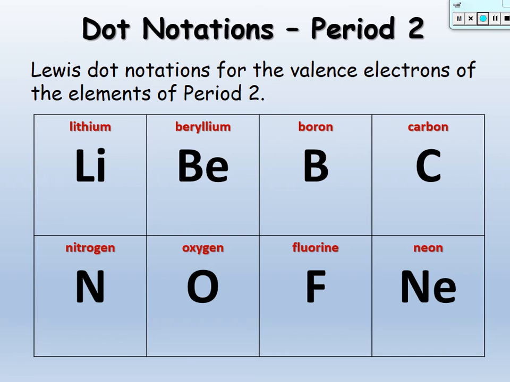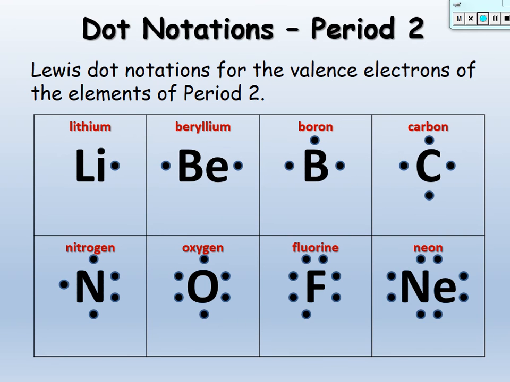Okay, how many dots would lithium have, guys? Just 1. It has 1 valence. What about beryllium? Since it's in group 2, it's got 2 dots. Boron 3, carbon 4. Nitrogen has 5, oxygen 6, fluorine 7, and neon, a noble gas, has 8.